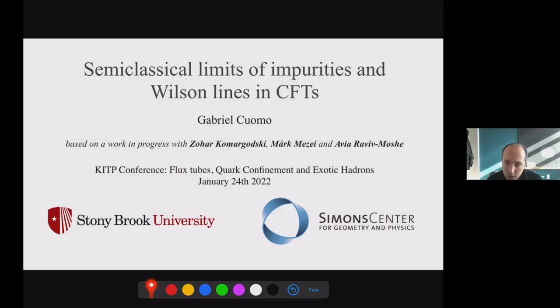So today I'm going to talk about a topic that was already discussed in two talks in this workshop, first by Zohar. Indeed, this is work in progress with Zohar, Mark Mezei, and Gabriel Cuomo. There will also be some overlap with the talk of Professor Zitlin, but I think that's a good thing, so that we can present somewhat complementary perspectives.